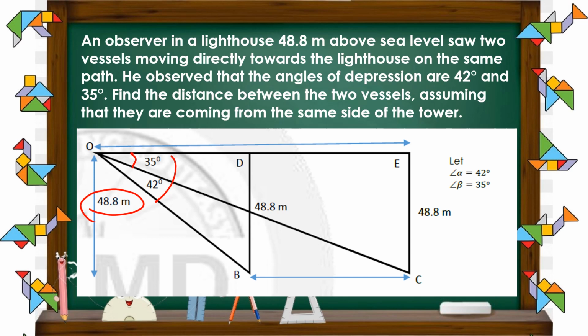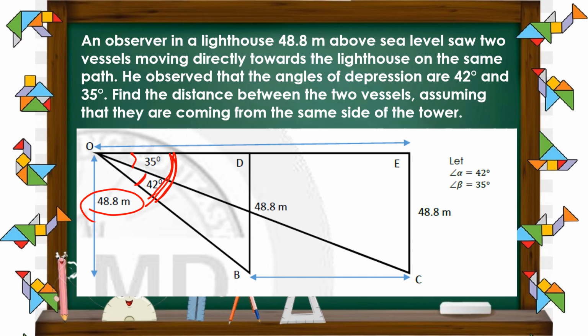So it's not only this one that is the 42 degrees. Baka sabihin nyo mas malaki pa yung 35 sa 42. Ang 42 degrees is ito. Okay? Isang buo po yan. So find the distance between the two vessels. So we have your 48.8 meters and a 35 and a 42 degree angle. What we need to find here is the distance between the two vessels.